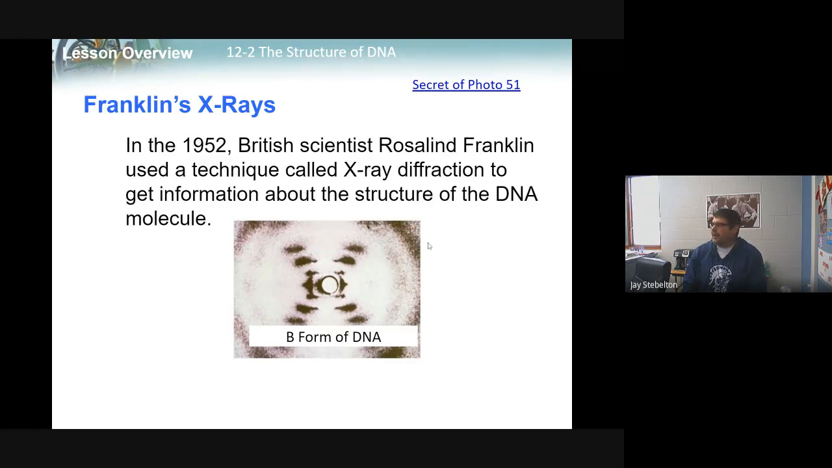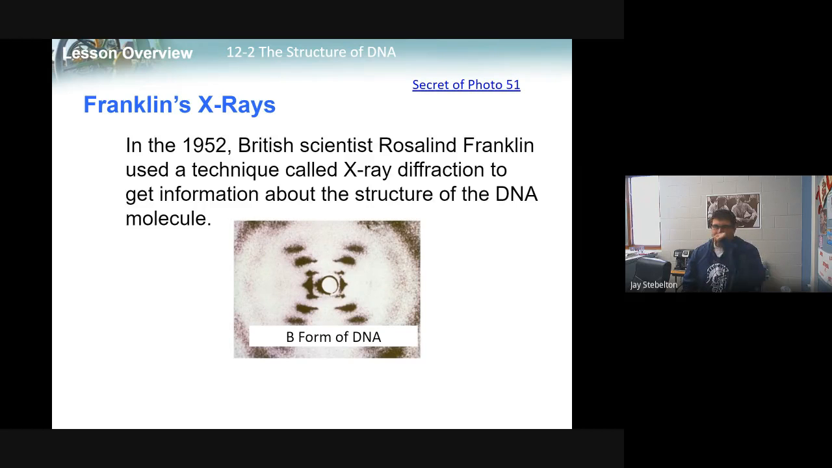Okay, so Rosie Franklin, good old Rosalind. She was a British scientist that used X-ray diffraction to actually get the structure of DNA. Now, there was a little bit of drama behind this picture. Rosie Franklin discovered this, but she was not a well-respected female scientist by the other male scientists. So Watson and Crick actually stole this photo.